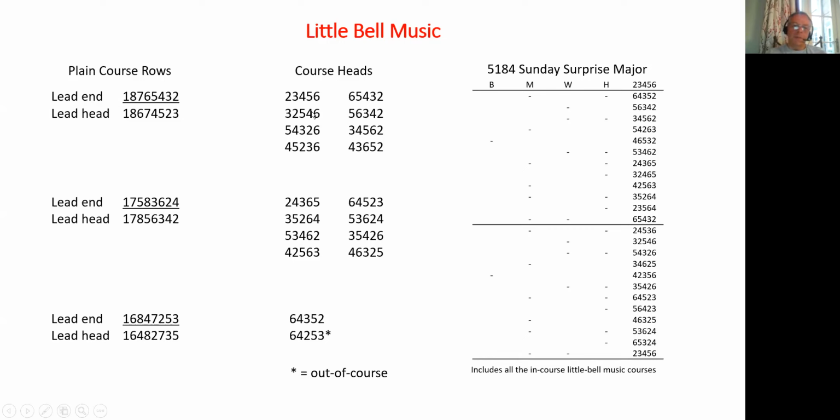But if we run the same course but starting from these other course heads, this set of 8 course heads here, then at either the handstroke or the backstroke row we'll always be getting a run. It might be a 5 4 3 2, it might be a 2 3 4 5, it might be a 3 4 5 6, it might be a 6 5 4 3.